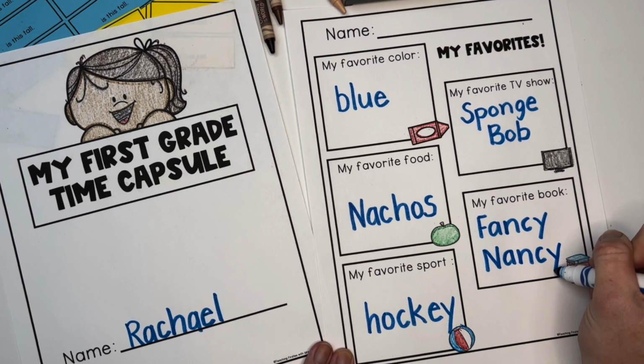I like to have them make a list of their favorite things. Topics include favorite food, favorite TV show, favorite song, favorite book, favorite school subject, favorite sport, any kind of favorite that you would like to put in there. And their name. I like to stick a little page in there that says, this is how I write my name.